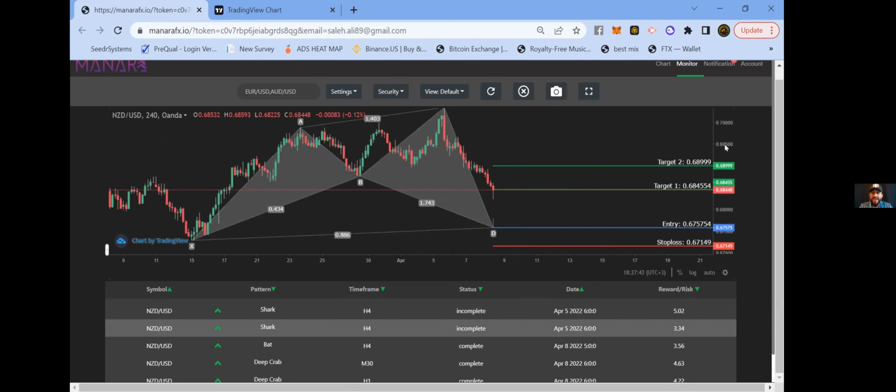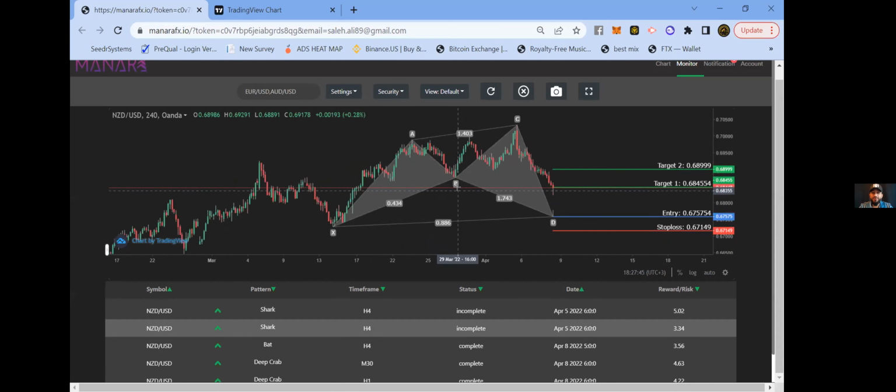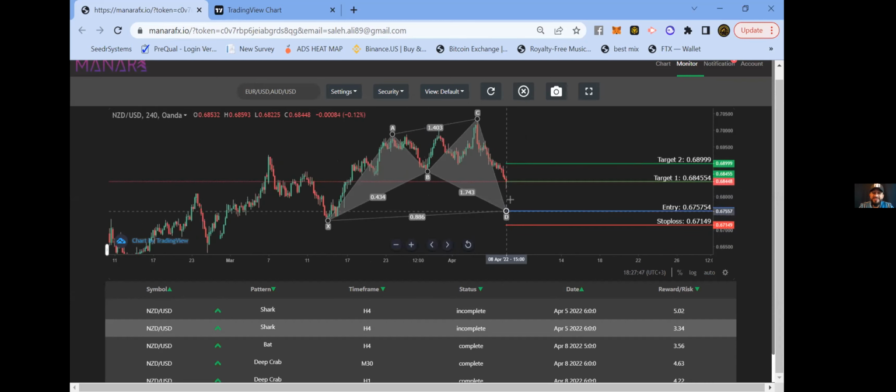So once again, what I would do is go to my TradingView and set an alert in TradingView to send me a notification to my phone: hey, NZD USD has reached your price. And I would probably set my price at 67742. And I would be able to pull up the chart and see exactly what's happening.